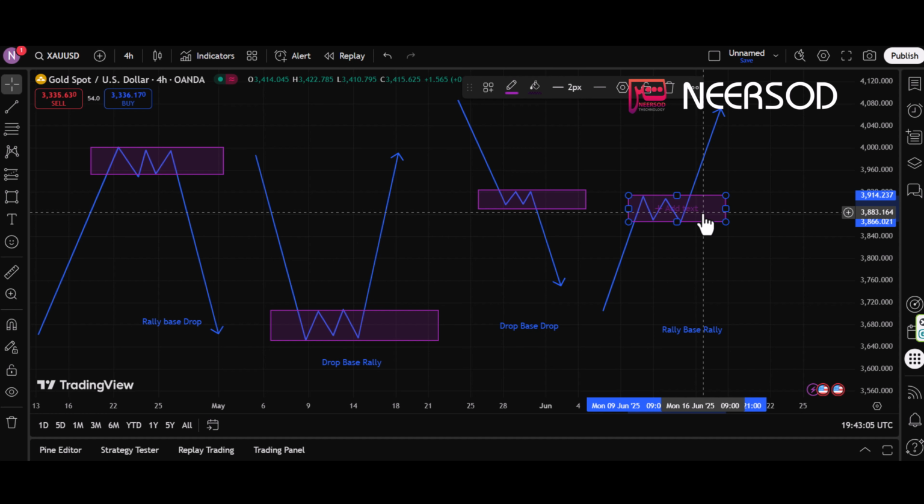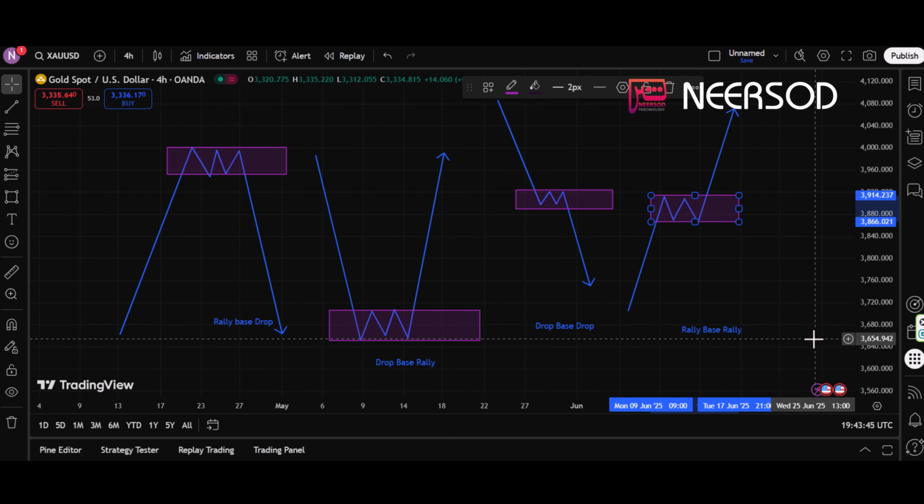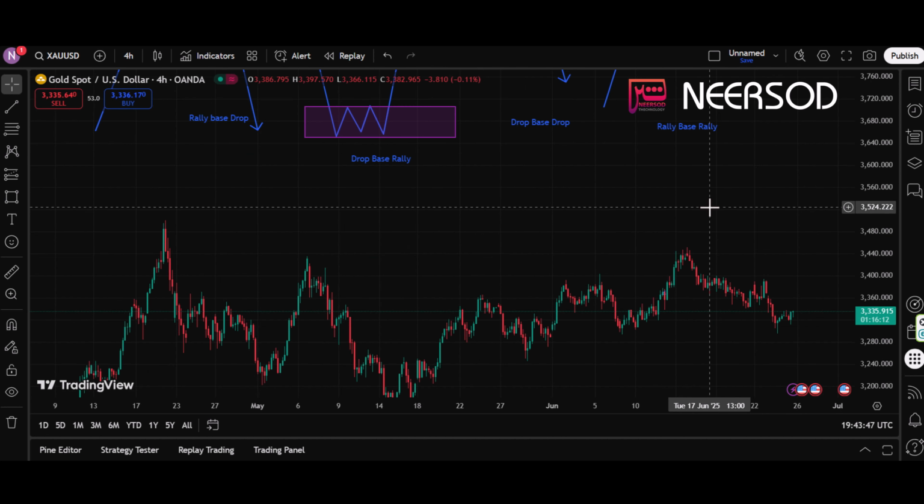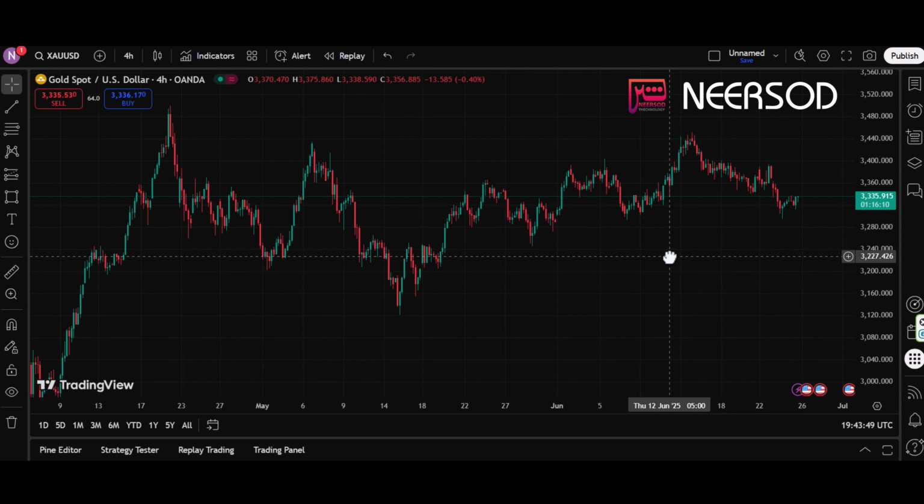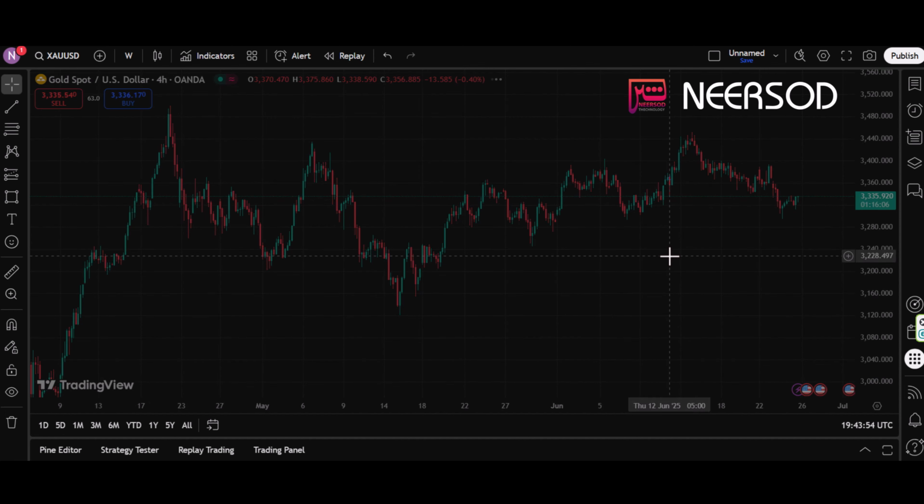To find these structures, we use range candles and momentum candles, which I've already taught you. Let's go to the chart to see some examples. But keep this in mind.